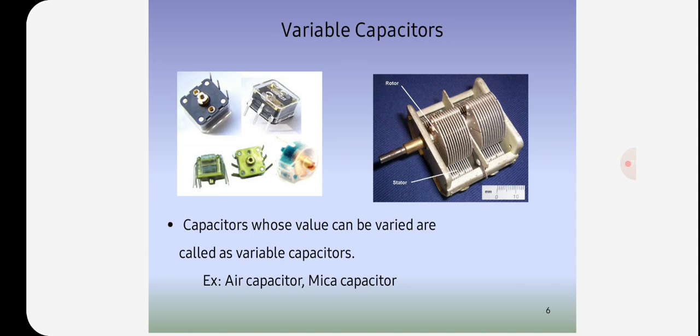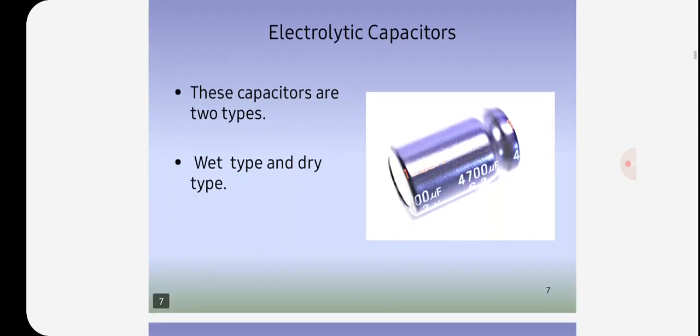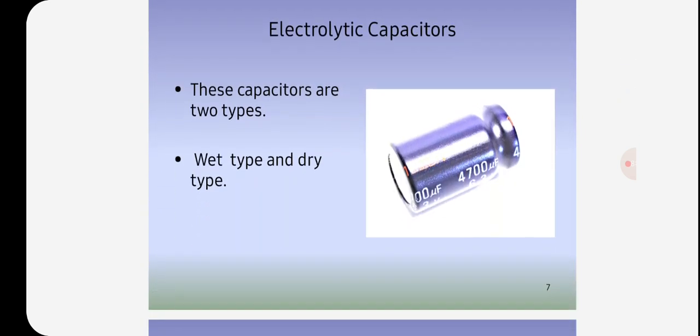In this diagram, these are the variable capacitors, meaning the value of the capacitance will be varying. Capacitors whose value can be varied are called variable capacitors. Examples are air capacitors and mica capacitors. Next are the electrolytic capacitors. These capacitors are of two types, wet type and dry type.